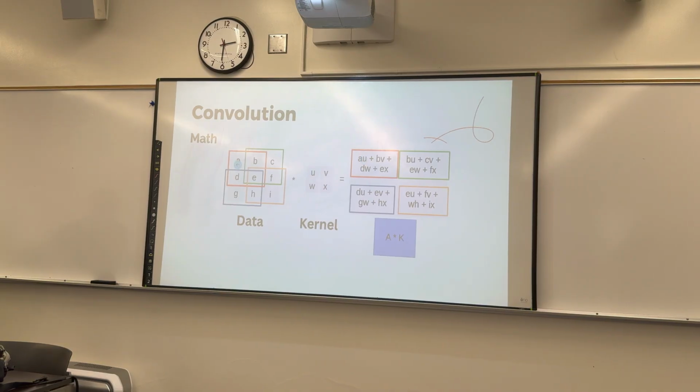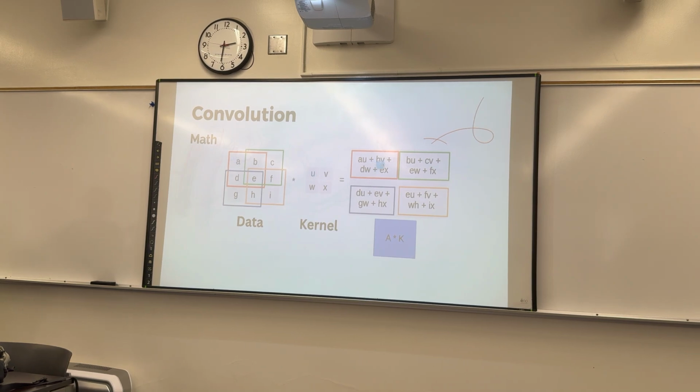The math is we take our kernel, our pair of binoculars, put it in the upper left corner, and then this A is going to be multiplied by this U. This B is going to be multiplied by this V, and so forth, and then we add them to each other. So this U is going to determine how much information we want to extract from this A. This V is going to determine how much information we want to extract from this B.